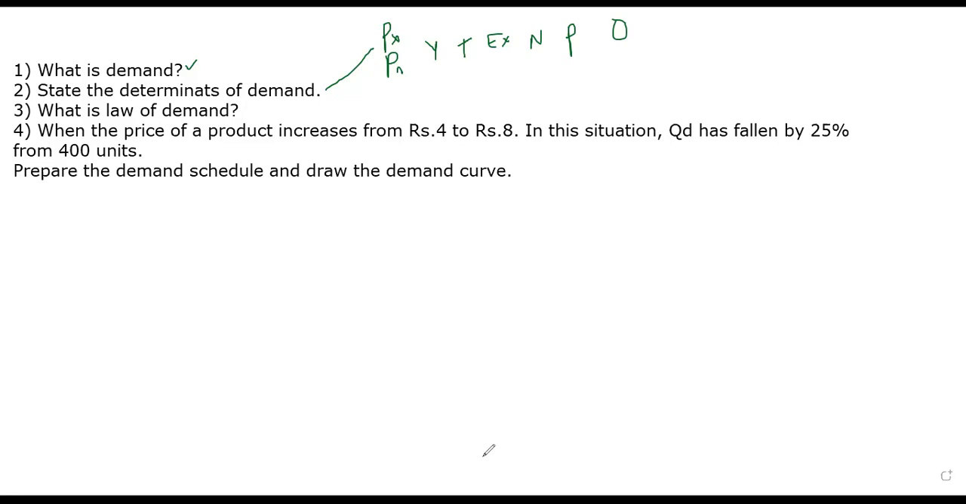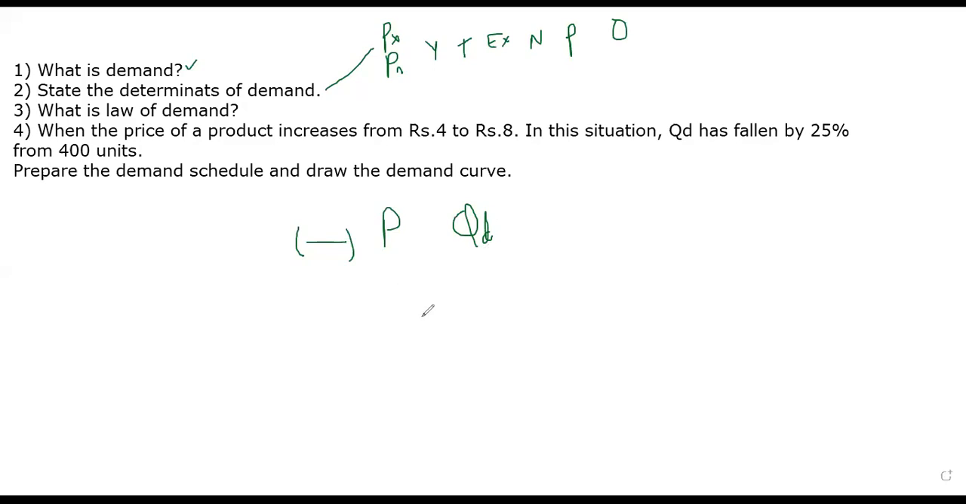Then the third one, what is law of demand? So law of demand states that there is a negative relationship, otherwise inverse relationship. Negative and inverse are same, right? So there is a negative or inverse relationship between price and quantities demanded when the other factors remain constant.